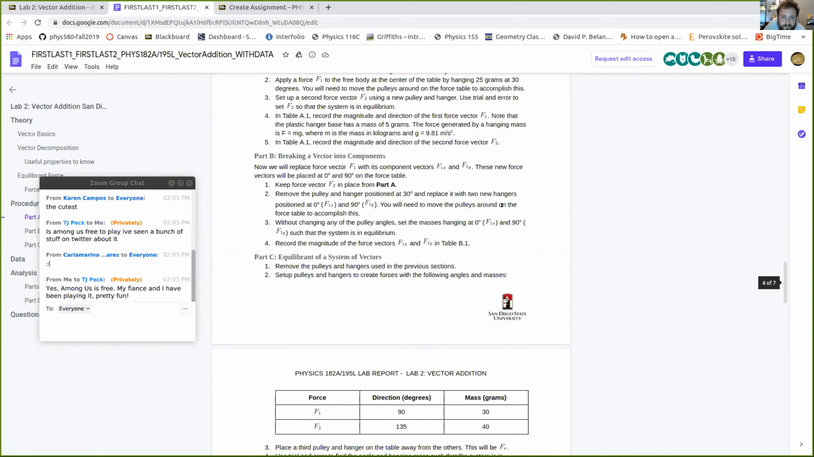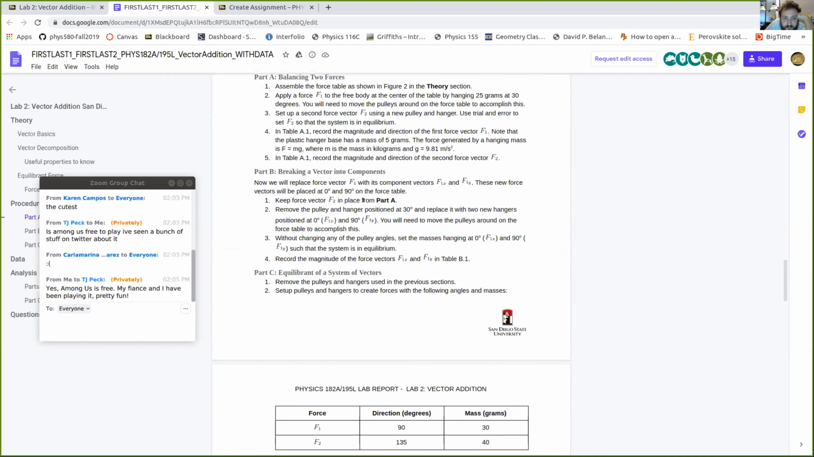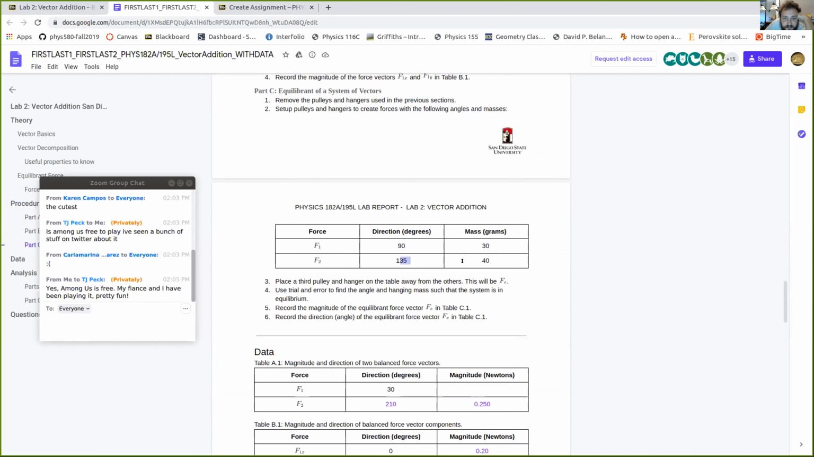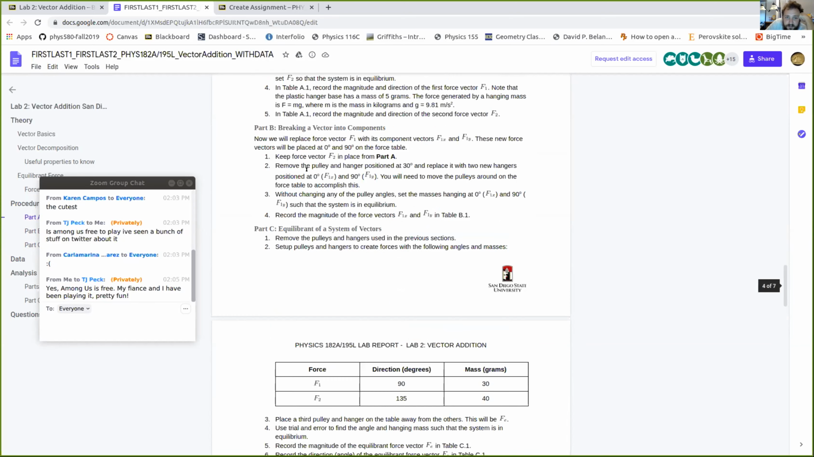I'm telling you, usually I give those things away because it's confusing written. Anyway, so part B, keep force vector F2 in place from part A. So the F2, this 210 degrees at 0.25 newtons is still there. And then what you're going to do is remove the pulley and hanger positioned at 30 degrees and replace it with 2 new hangers positioned at 0 and 90.